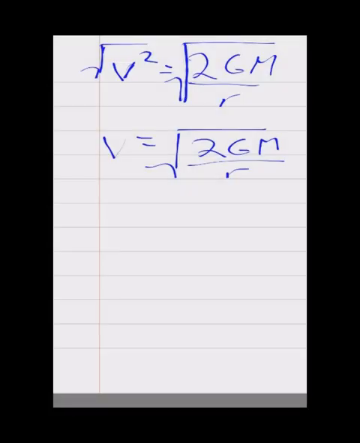So as long as I know the mass of the object I'm trying to get away from and the distance at which I'm starting my getaway, right here and right here, as long as you know those two things, you can calculate how fast you need to move in order to escape this object.